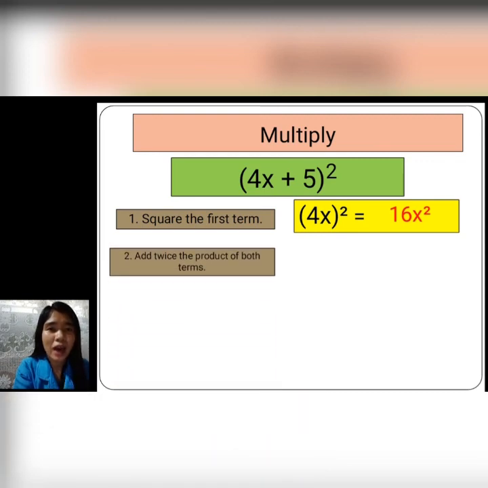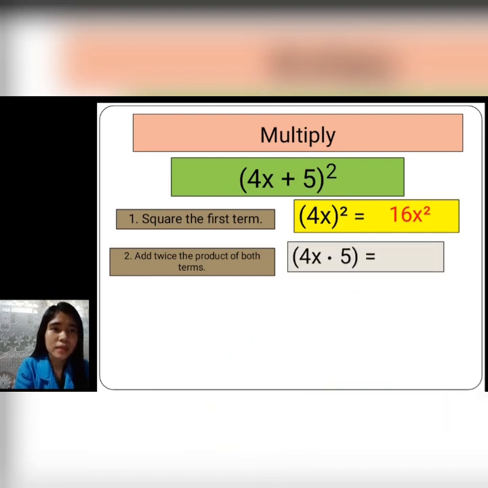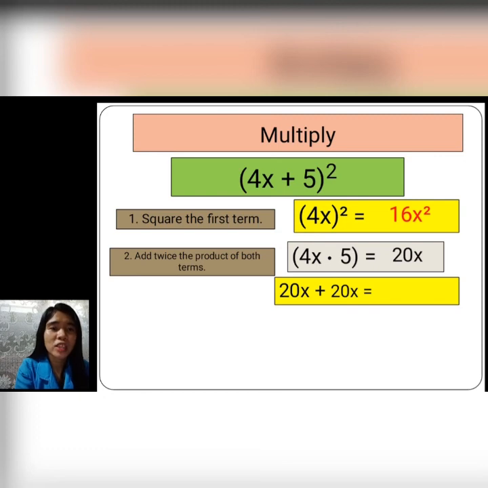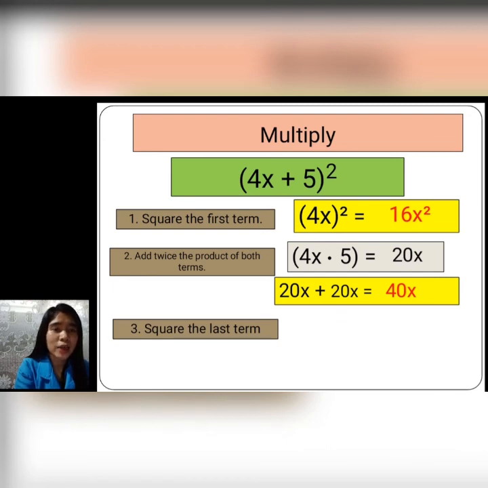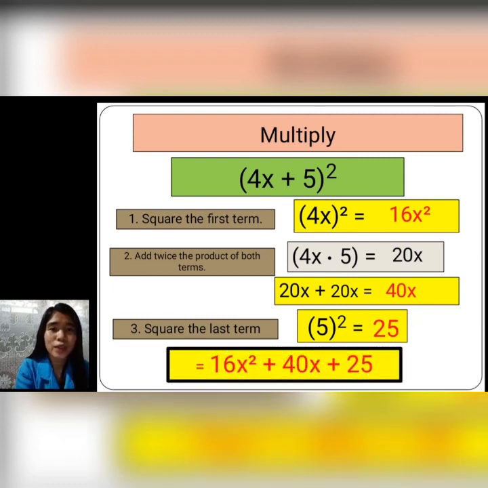Next step is to add twice the product of both terms. Okay, so first we will multiply the two terms, which are 4x and 5. So 4x times 5 will give us 20x. Then it says here, add twice the product of both terms. So we will add 20x plus 20x, which gives us 40x. The next is to square the last term. So we will square 5 as the last term. So 5 squared, or 5 times 5, will give us 25. So the final answer here is 16x squared plus 40x plus 25.